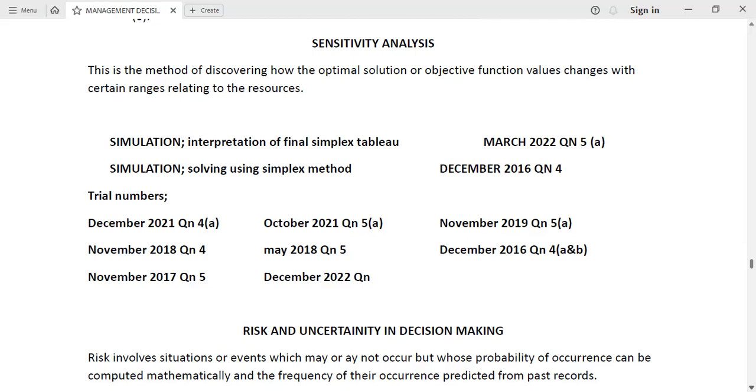So we have some trial numbers: December 2021, question 4A, November 2018, question 4, November 2017, question 5, October 2021, question 5A. We have May 2018, question 5, and December 2022, around question 5 or question 3. Then November 2019, question 5A, and December 2016, question 4A and B. This is what we are going to look at. So that's all that I wanted us to talk about as far as the introduction to simplex is concerned.